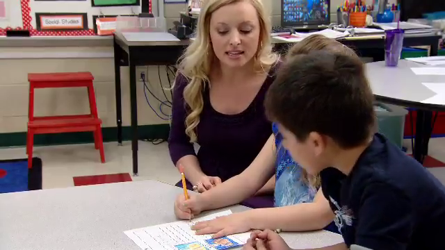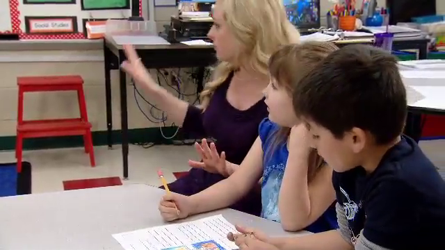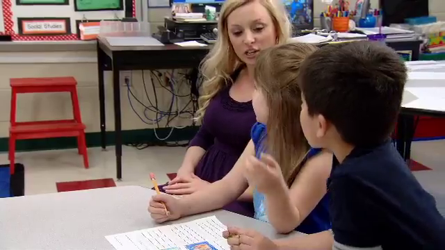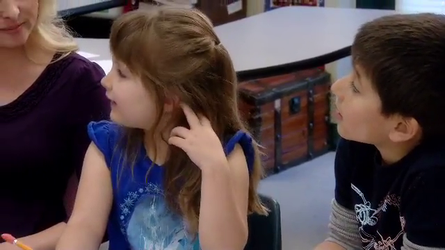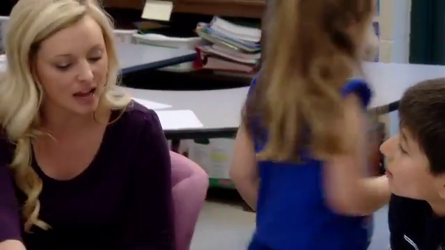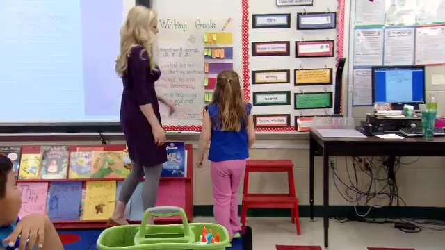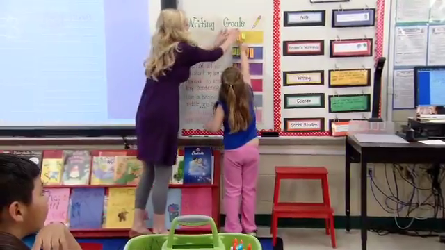Morgan, I have noticed that every time you write now, what are you doing? Finger space. You want to change your goal? Let's go take it off and change it, because every time you're doing it. She's going to find her name. Do you see it? And take it down.